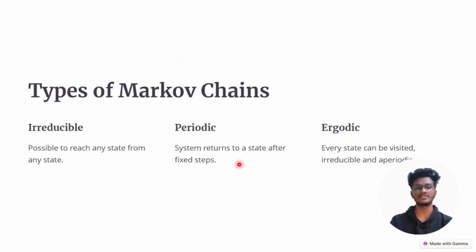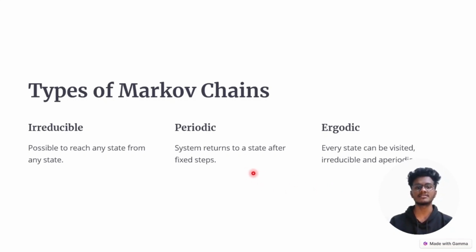Types of Markov chain. Irreducible, periodic. Discrete time Markov chain: transition at fixed time steps. Continuous time Markov chain: transition at any time, often modeled with rates rather than probabilities. Absorbing chain has at least one absorbing state. Periodic, every state can be visited. Irreducible, reachable from another state.